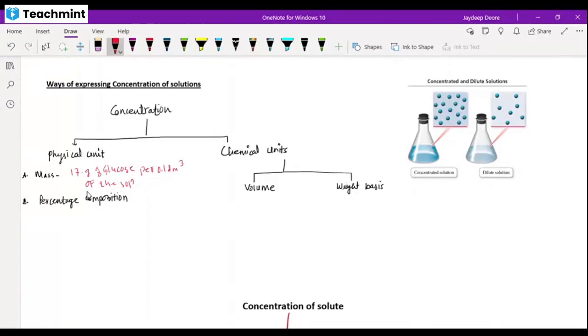Okay. And percentage composition means the mass unit of the solute per 100 ml. Here 100 ml is considered; whatever mass there is, that mass is considered per 100 ml. For example, 12% of sodium chloride means 12 grams of sodium chloride in 100 ml.